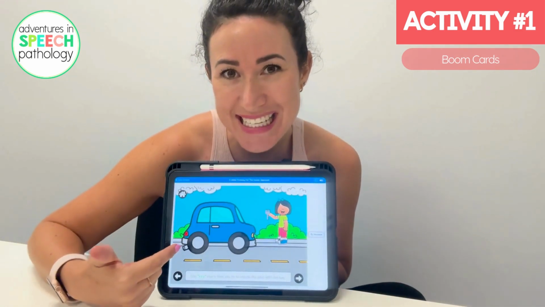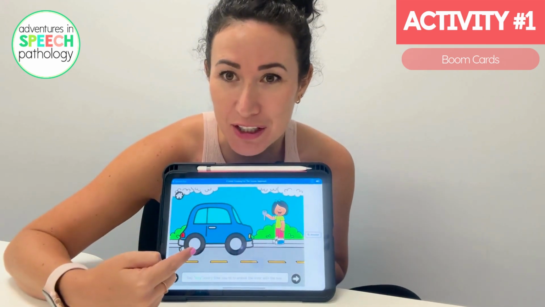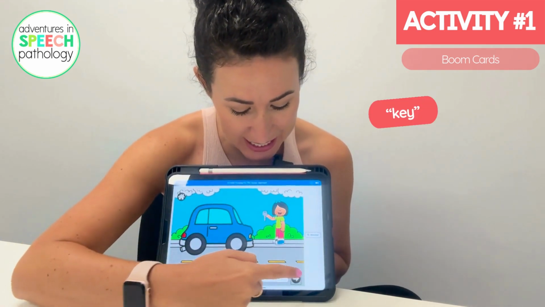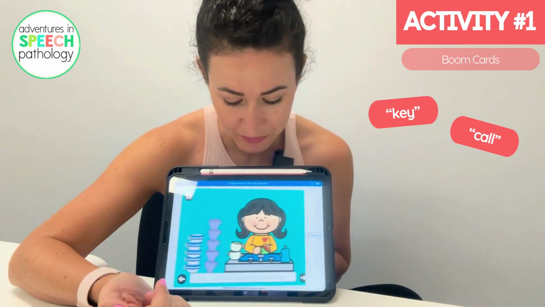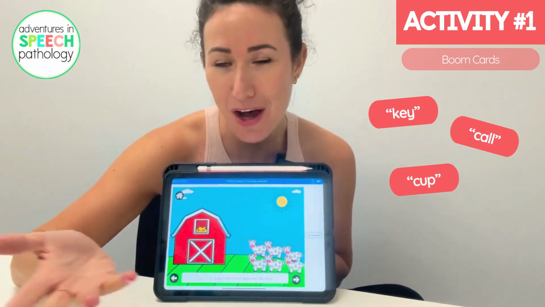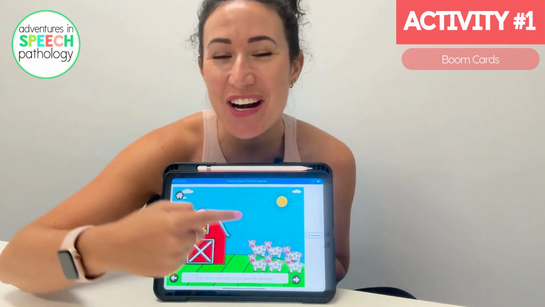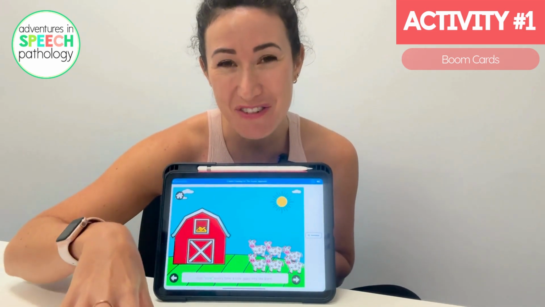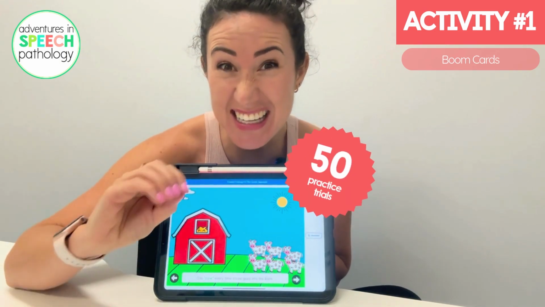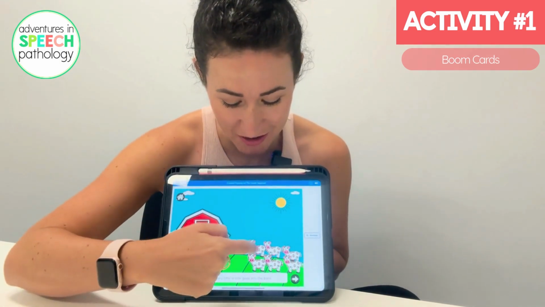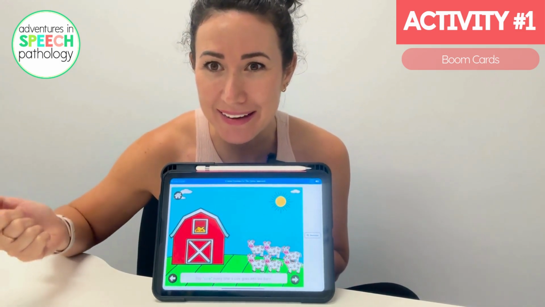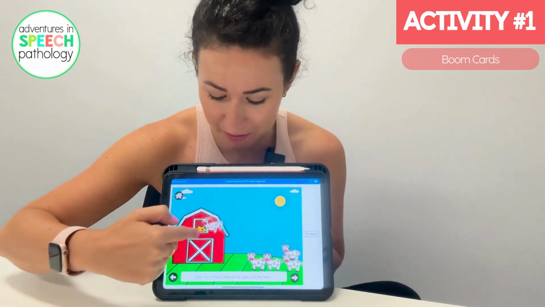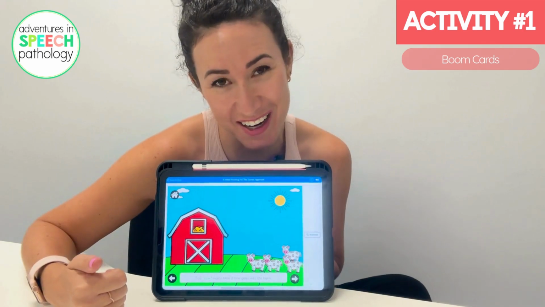Now, we went to the scenes and there are 5 target words. We've got words like key, we have call, cup, cow, and so on. And there are 10 opportunities on each page. So 10 opportunities for 5 pages, that's 50 practice trials. So that's how many practice trials we got in this. So the child would say cow and the cow would disappear in the barn. And then we'd go to the other target words.